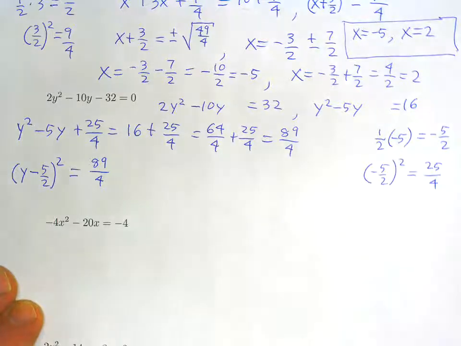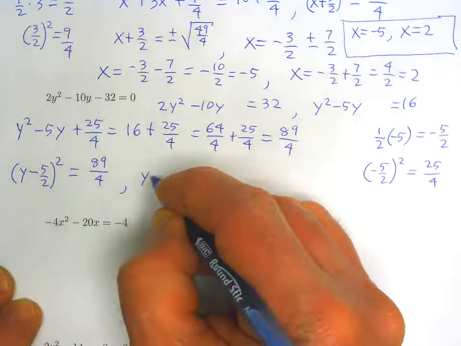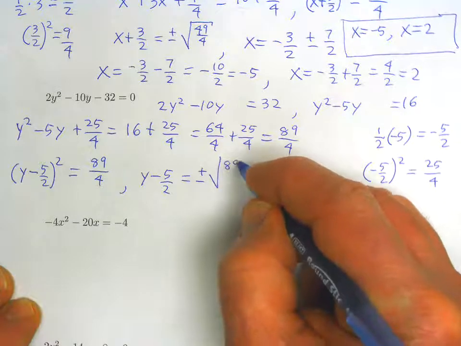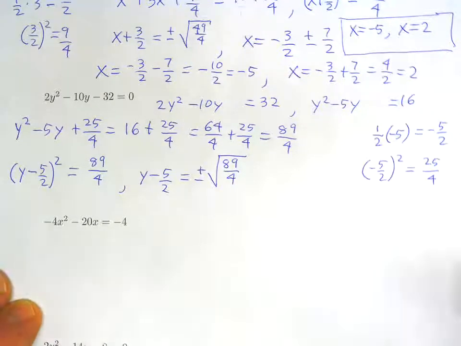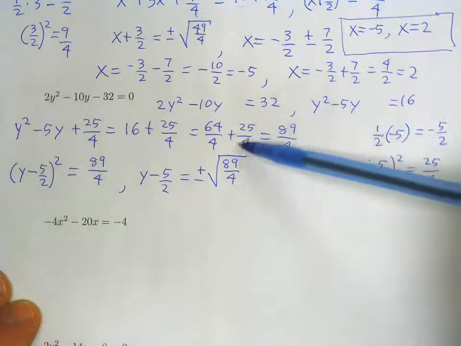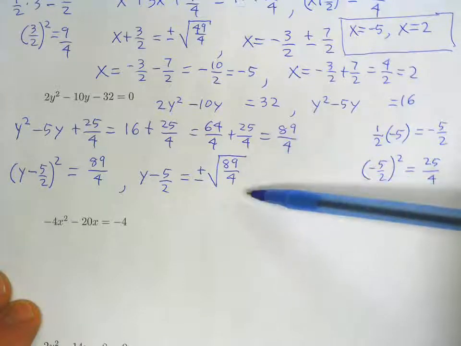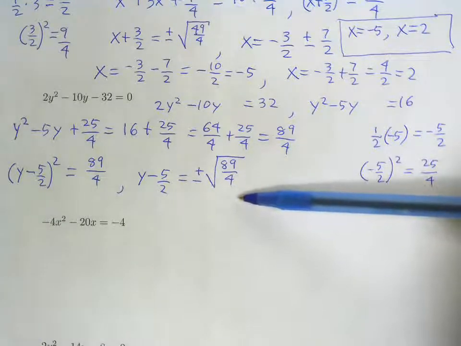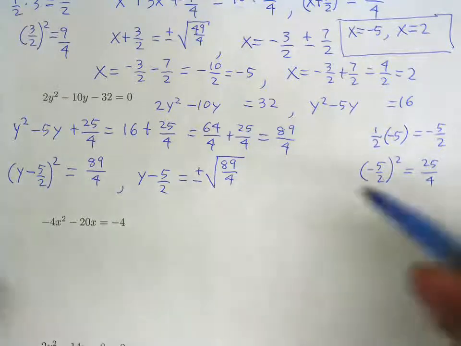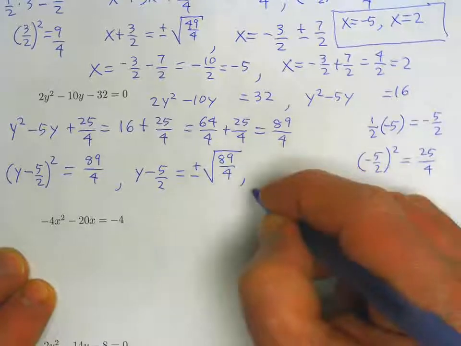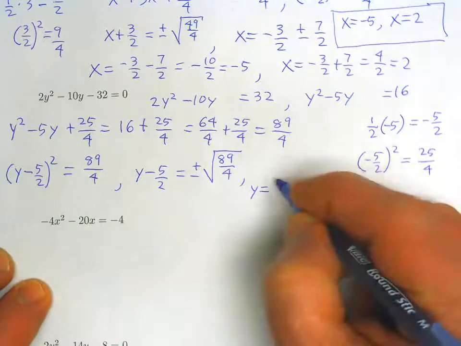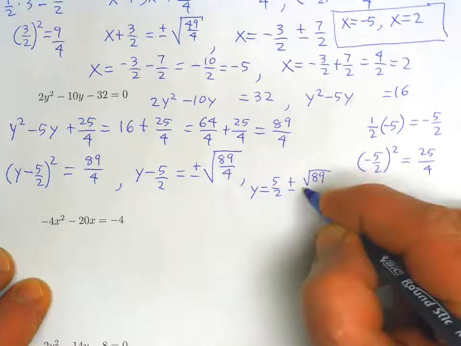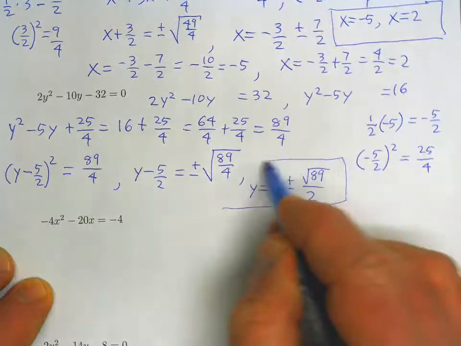And now we can apply the square root property. We have y minus 5/2 equals positive and negative square root of 89/4. Note that the square root of 89/4 is the square root of 89 over the square root of 4. In the numerator, the square root of 89 cannot be simplified further, but in the denominator, the square root of 4 simplifies to 2. So I'll write the final answer here. We add 5/2 to both sides. So y equals 5/2 plus and minus the square root of 89 in the numerator and 2 in the denominator. So those are the two solutions.